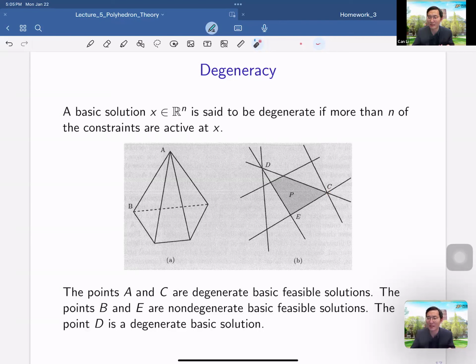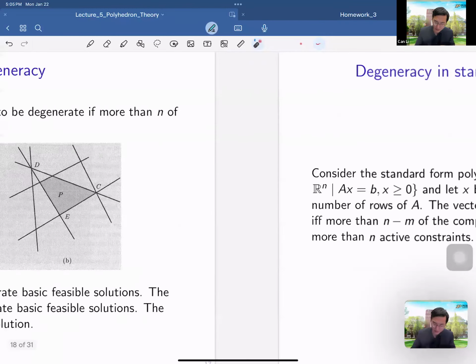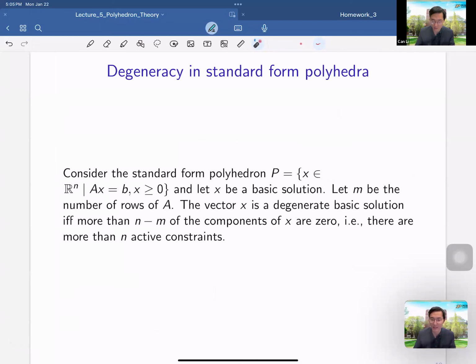I would think about it like this. But then in the standard form, you can use the same definition, since you already have m active constraints because they are equality constraints, and they must hold. Then you need more than n active constraints, right? You already have m constraints, then you should add another n minus m constraints. So if more than n minus m of the x are 0, that means more than n minus m of those constraints are active. So in total, you have more than n active constraints. I don't know if that answers your question.